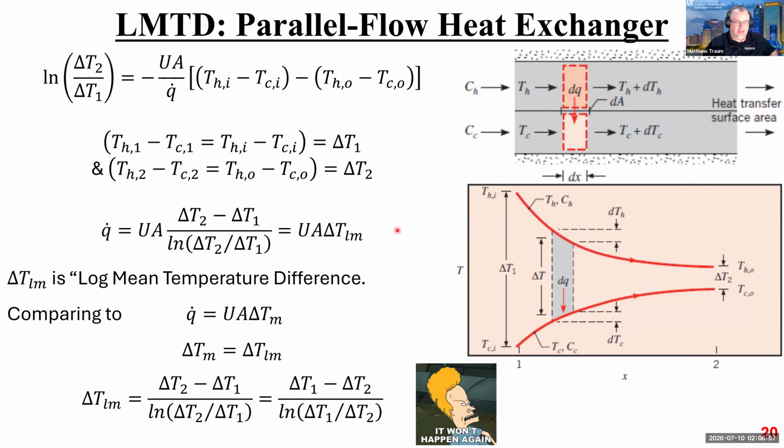And so there it is. Q dot is equal to UA times delta T2 minus delta T1 divided by the natural log of delta T2 divided by delta T1. Okay, and I can now finally compare this to this equation and realize that this thing, which I'm calling T_LM for log mean temperature, is just the mean temperature that I've been looking for this whole time.